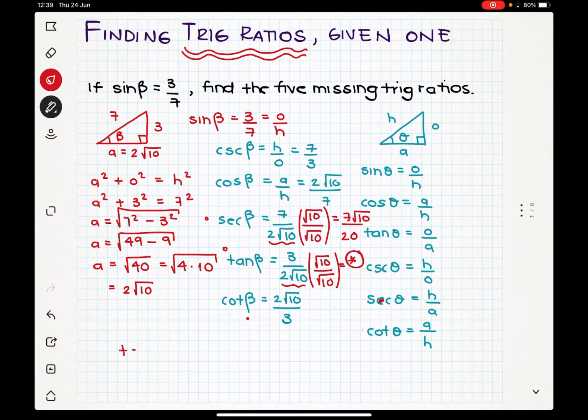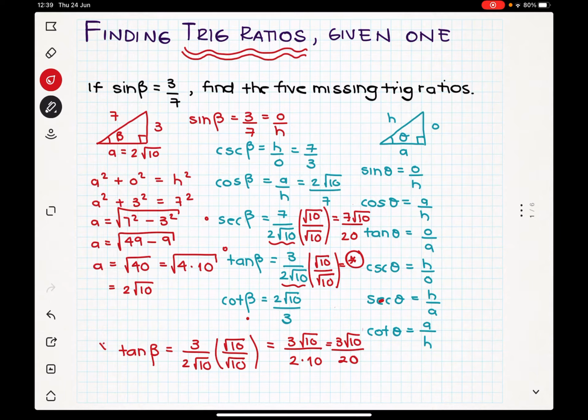So I have tangent of beta, which was 3 over 2 square root of 10. If I rationalize, I multiply the square root on top and bottom, and I have 3 square root of 10 over 2 times 10, which is 3 square root of 10 over 20. And that's how we usually express these trig ratios, right?